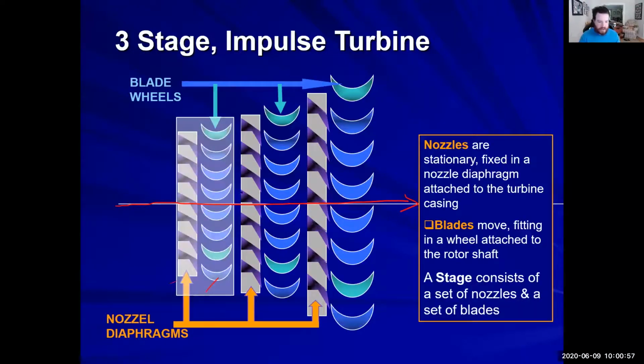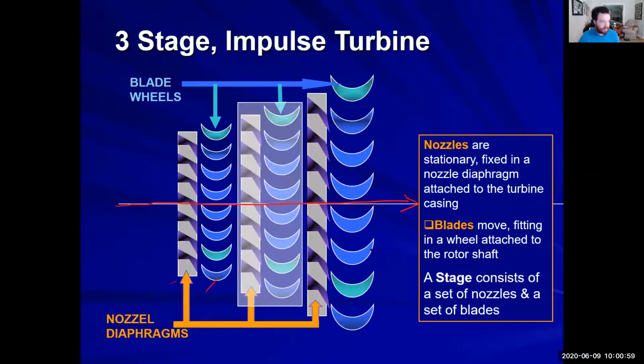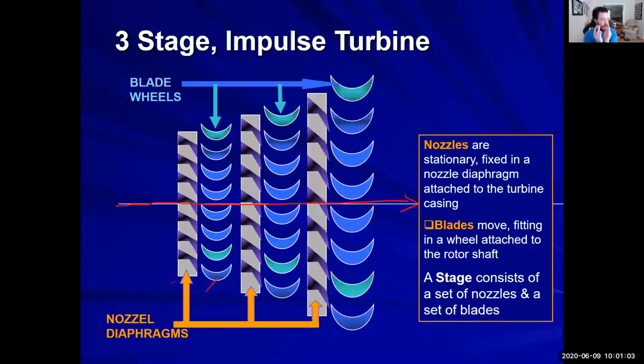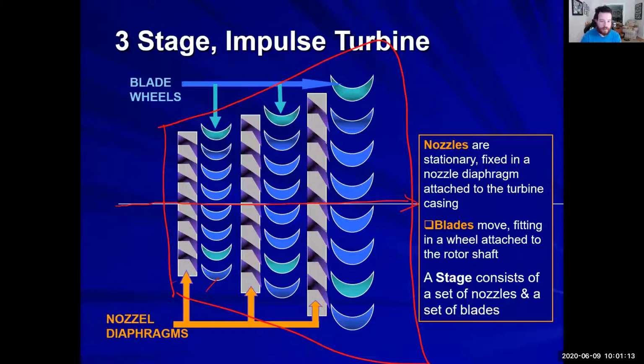And like I said, a stage consists of a nozzle and a blade. That is a stage, and that's how we have a 3-stage impulse turbine. Again, this is our HP turbine right here. We have come out of the boiler, and this is the first thing we hit. Well, technically, we hit the throttle box, but that's another story.